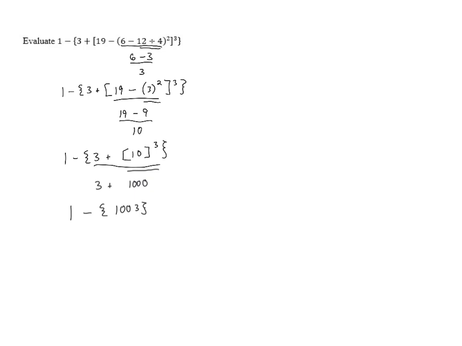Now these have different signs. The 1 is positive, the 1,003 is negative because it's being subtracted. When the signs are different, we take the difference. So 1,003 minus 1 actually gives us 1,002. And since the larger number was negative, our final answer will be negative. And so we end up with negative 1,002 as our final answer.